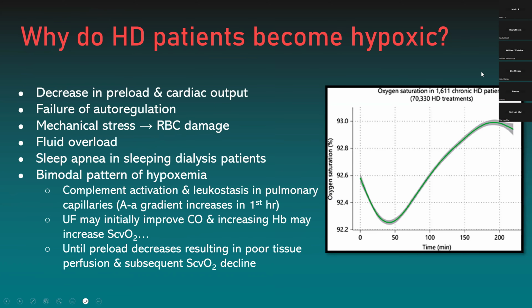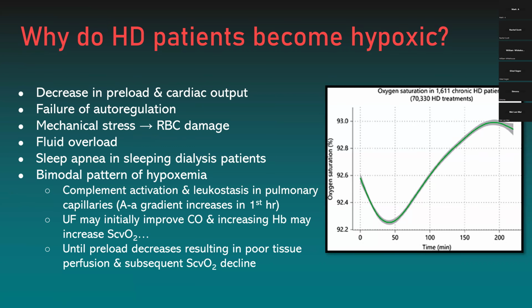And then getting back to the population that we're really interested in, hemodialysis patients, all the reasons they become hypoxic. And I think one interesting thing that I found in a lot of human articles is that there seems to be this bimodal pattern of hypoxemia. And certainly I think we've all heard about at the very start of treatment that when blood hits the membranes and the materials in the extracorporeal circuits, we potentially see this complement activation and leukocytes that crowd into the pulmonary capillaries.